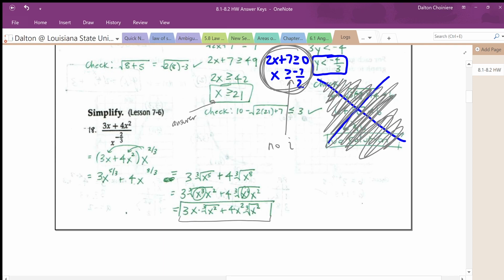3x times the cube root of x squared plus 4x squared times the cube root of x squared. Even though these are like terms, your radicals match, but you can't really add your terms out front because those don't match. One is an x, the other is an x squared.